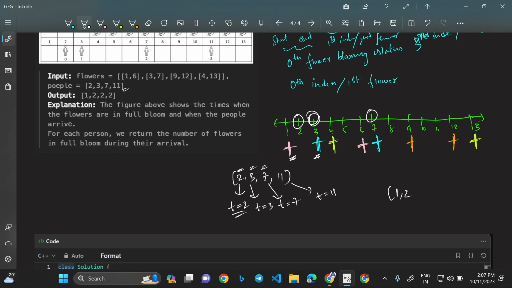How many flowers are there in the blooming stage? We see that the pink color has started here and has ended here, so it's gone. The same is the case with blue. So blue is still in the blooming stage, right? It hasn't been completed yet. This means we are at t equal to 7. So at t equal to 7, it's going to complete, but both inclusive.